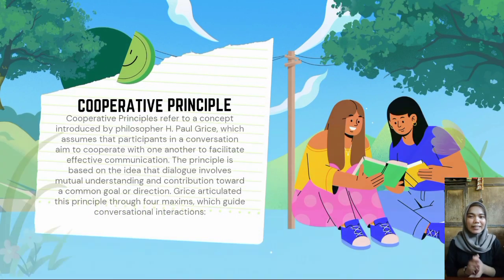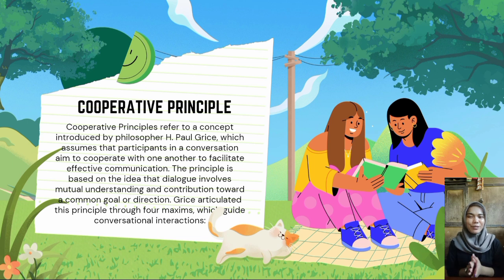Next, let's talk about the cooperative principle. The cooperative principle refers to a concept introduced by the philosopher H. Paul Grice, which assumes that participants in a conversation aim to cooperate with one another to facilitate effective communication. The principle is based on the idea that dialogue involves mutual understanding and contribution toward a common goal or direction. Grice articulated this principle through four maxims which guide conversational interactions.